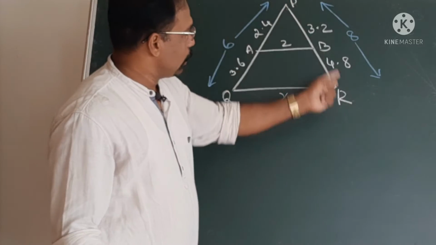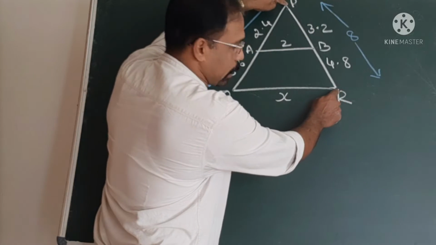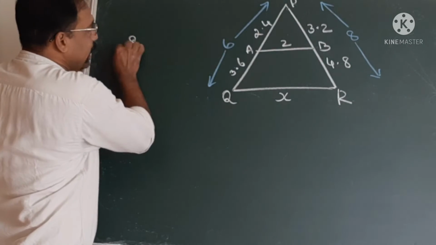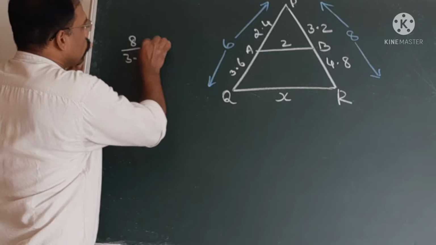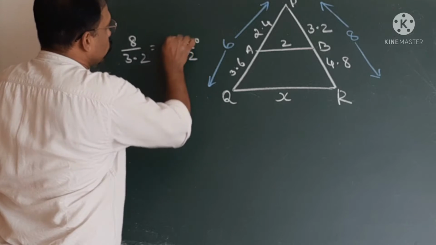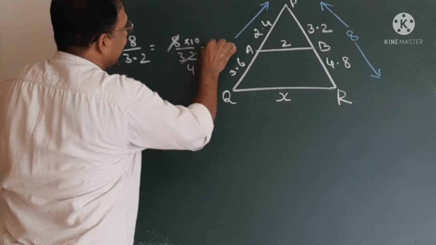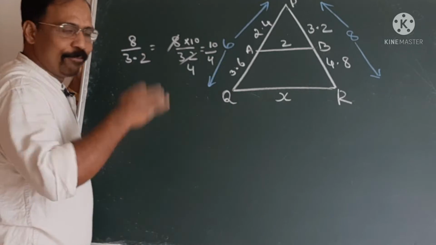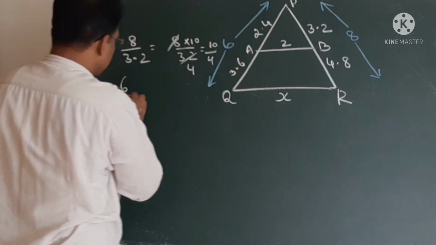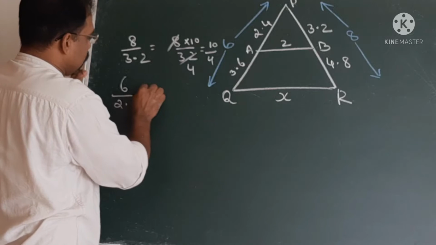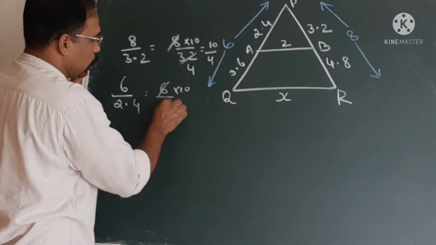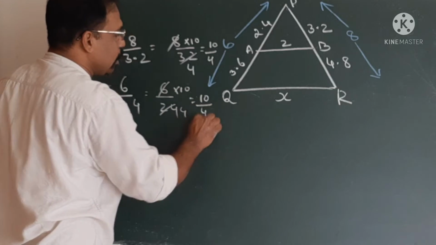Now let us take this side, that is the length of the bigger triangle divided by the length of the smaller one. So 8 by 3.2. So that is 8 into 10 divided by 32, so it is 10 by 4. Now let us take the left hand side. So this total is 6 divided by 2.4. Now that is equal to 6 into 10 divided by 24. So it is also 10 by 4.